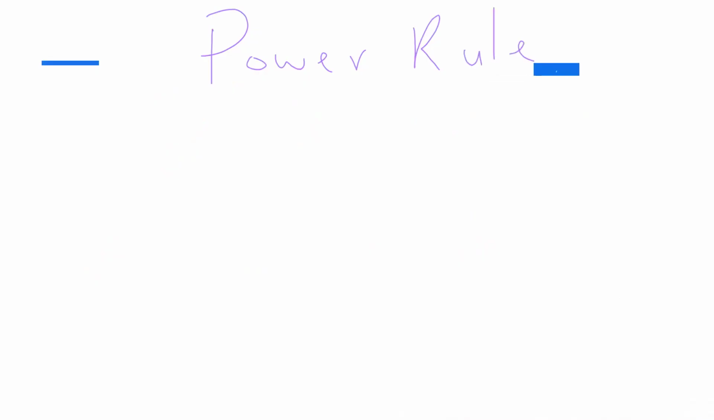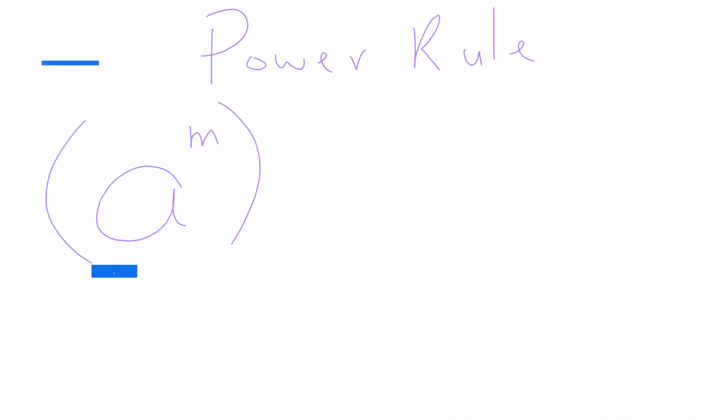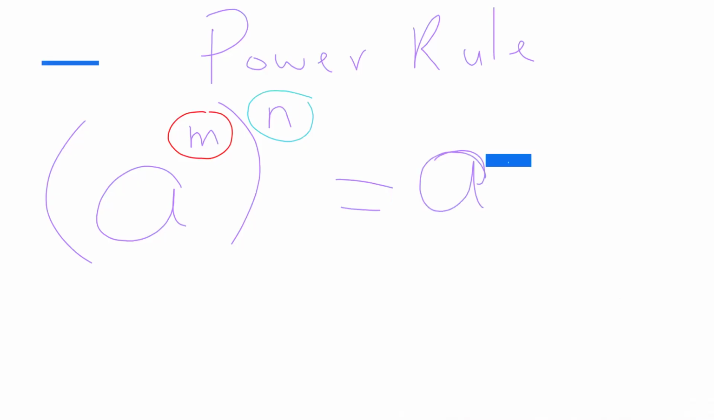The power rule. If I have a to the power m, raised to the power n, so here I've got my m, and then there I've got n. This is called the power rule, and the rule states that you should multiply the exponents: a to the power m times n. This is the power rule.